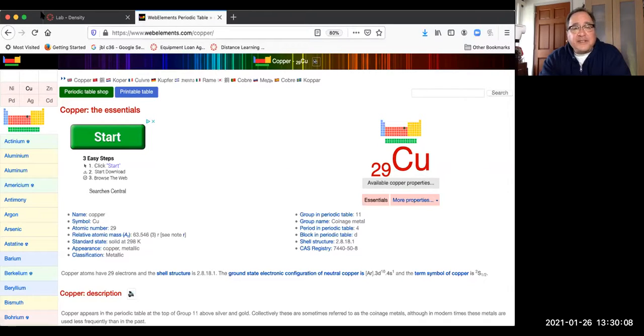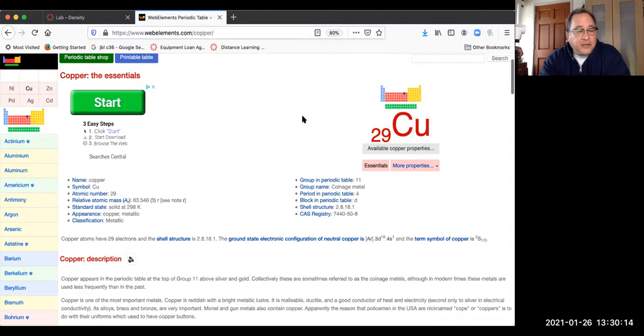And in some cases, they actually have an audio that describes the particular element. So here we see this copper description, and I press that little speaker. Element 29, copper, is one of the most important metals. Copper is reddish with a bright metallic luster. It is malleable and ductile. It is a good conductor of heat and second only to silver in electrical conductivity.